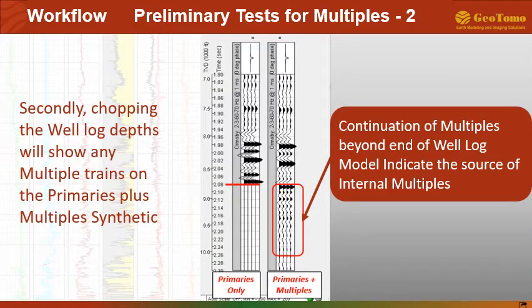Secondly, chopping the well log depths will show any multiple trains on the primaries plus multiple synthetic. In this case, the continuation of multiples beyond the end of the well log model indicates the source of the internal multiples.